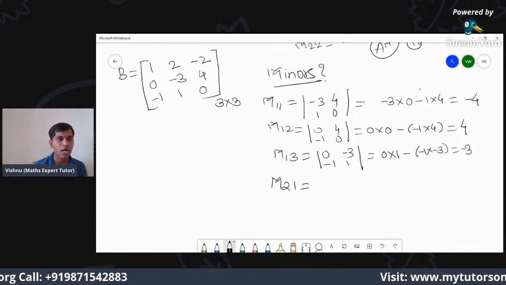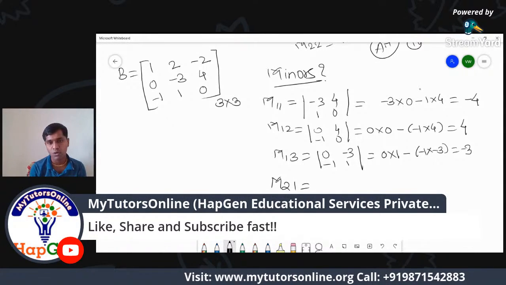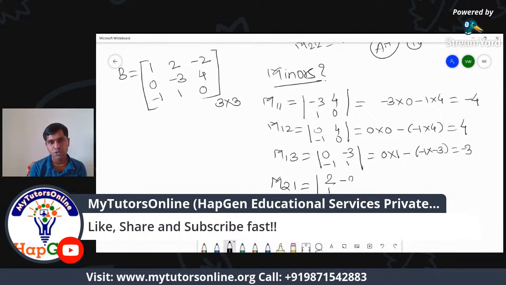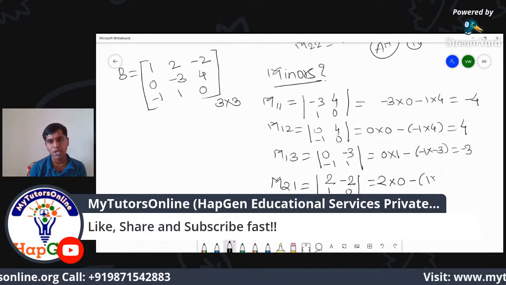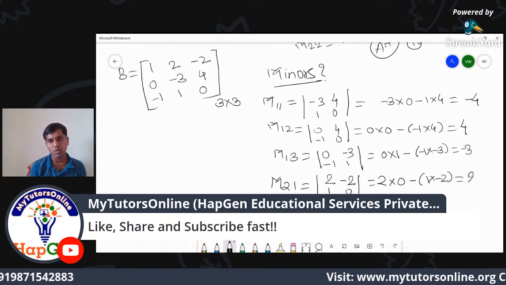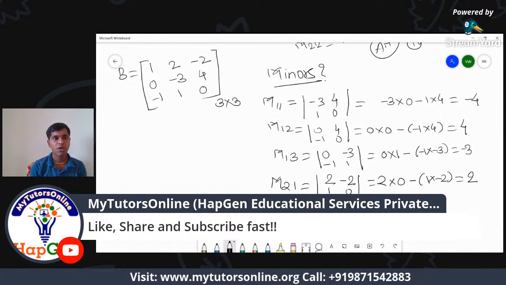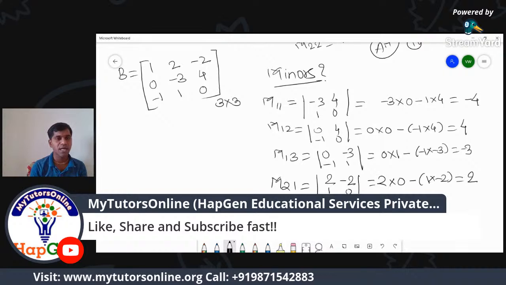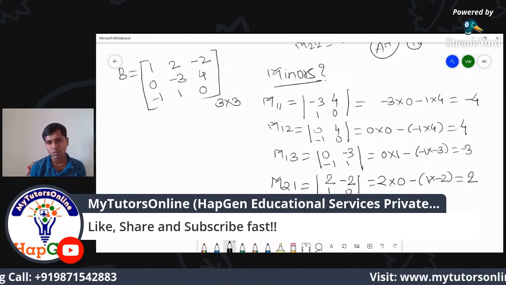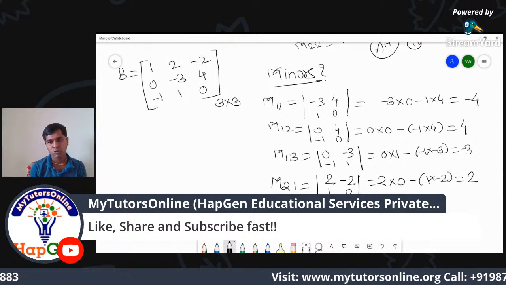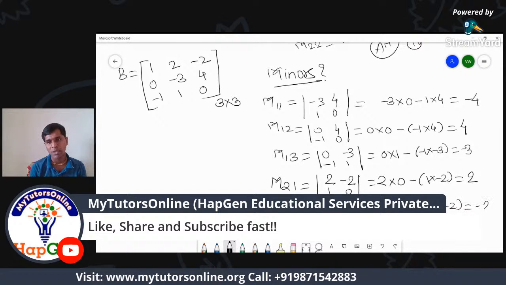Second row and first column. 2 1 minus 2 0. This is going to be 2 into 0 minus of 1 into minus 2. It is going to be 2. M22. Second row, second column. 1 minus 1 minus 2 0. 1 into 0 minus 1 into minus 2. So this is going to be minus 2.